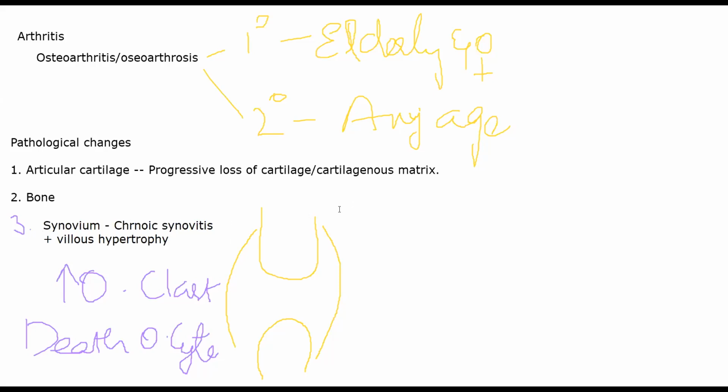Now, if not treated in time, the patient will not be able to move basically. It will be very, very hard for them to move. All right, so we'll continue with rheumatoid arthritis tomorrow. We have rheumatoid arthritis, suppurative, tuberculous, and gouty arthritis. We'll continue with that tomorrow.